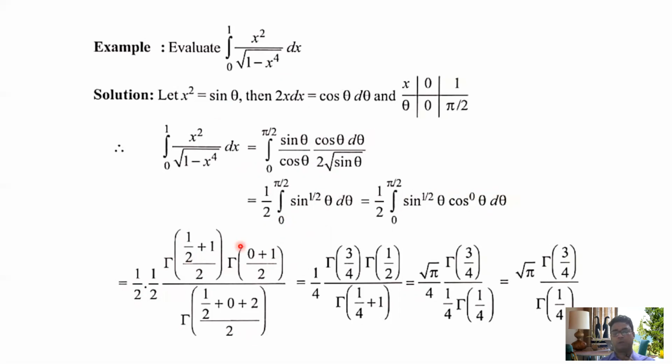This is a gamma function formula. Don't forget it. Okay, so 1 by 4, gamma 3 by 4, gamma 1 by 2, where gamma 1 by 2 is equal to root pi, and gamma of 1 by 4 plus 1, that is gamma 1 by 4, gamma 1 by 4. So here you can check, 3 by 4 is less than 1, so you should write as it is, and 1 by 4 is also less than 1, so write as it is. This 4 cancels, and your answer is root pi gamma 3 by 4 by gamma 1 by 4. No need to change further because your value is less than 1. So you have to write as it is.